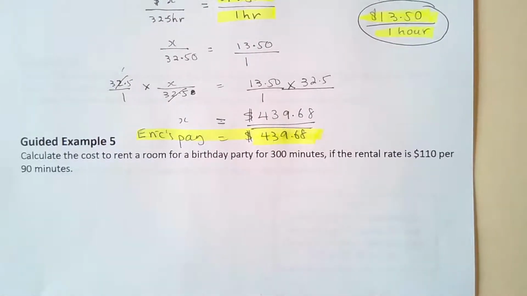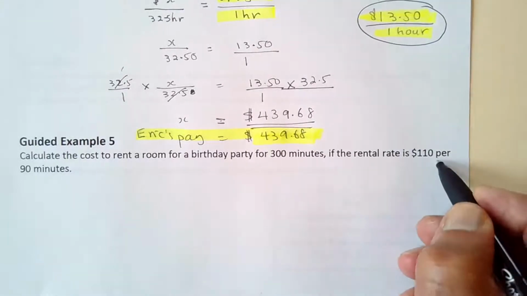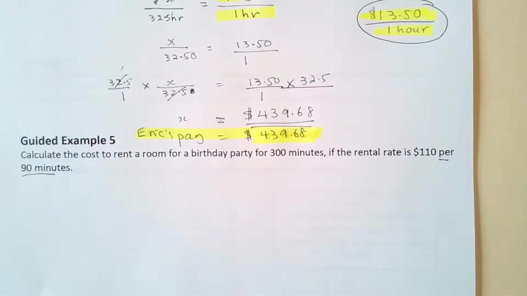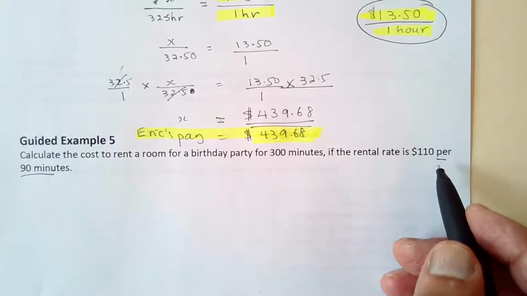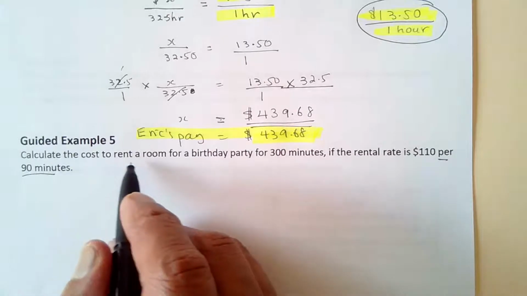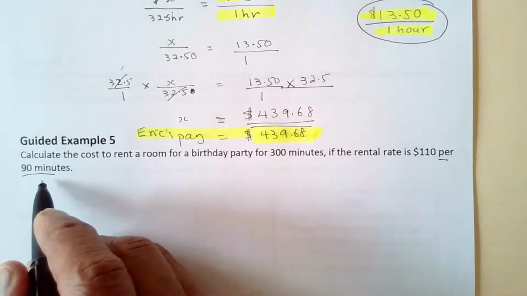Now calculate the cost to rent a room for a birthday party for 300 minutes if the rental rate is $110 per 90 minutes. Now, this shows you the conversion rate. When I say per 90 minutes, it means for every 90 minutes. So this is a non-standard conversion. So the cost to rent a room for 300 minutes if it's $110 per 90 minutes.